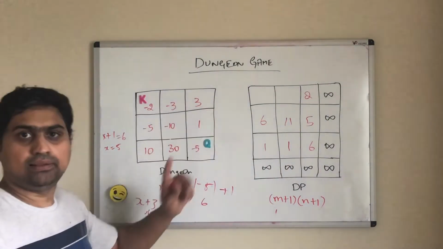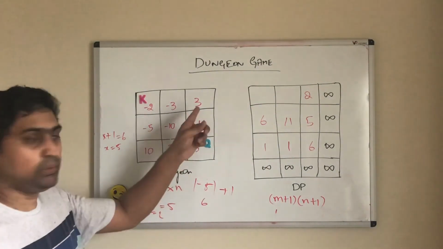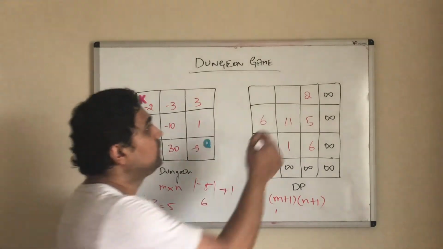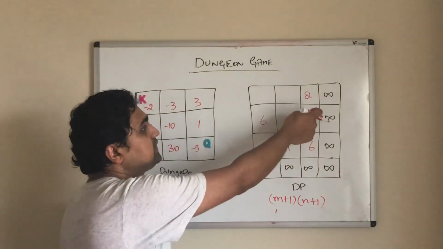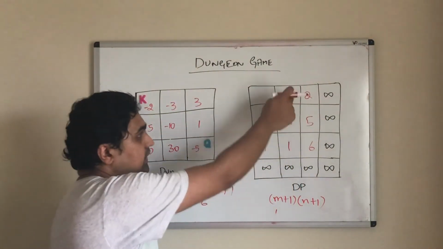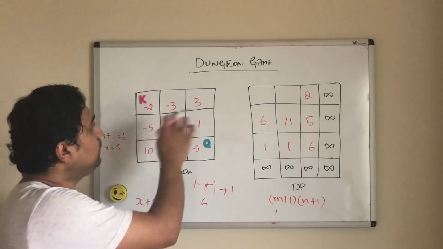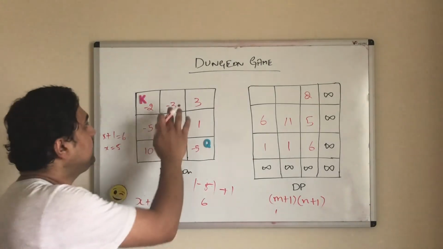To enter this cell, the knight requires just a health of 1. But in order to save the queen, the knight requires at least a health of 2. So 2 plus 3 will add up to 5 and he is able to go down and then save the queen. Okay. Now let's compute the minimum health required by the knight here.